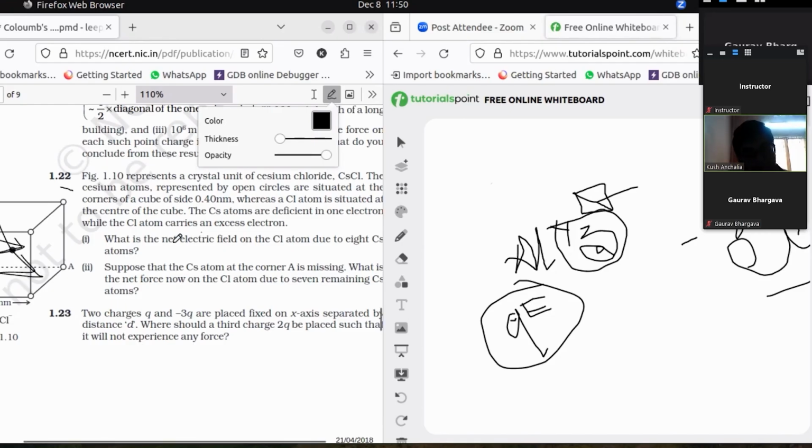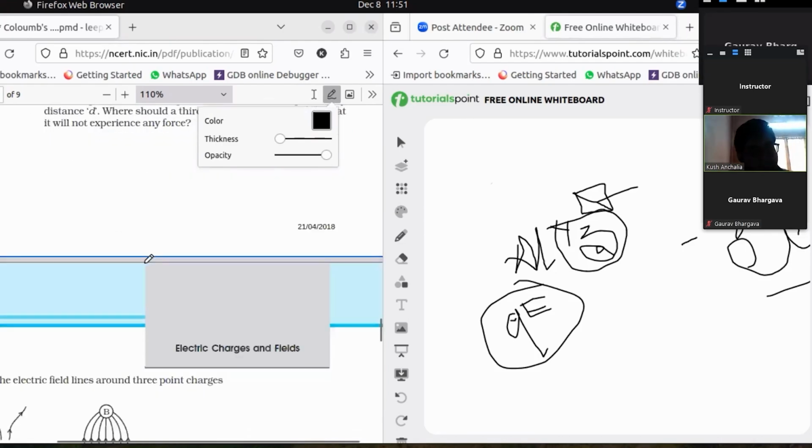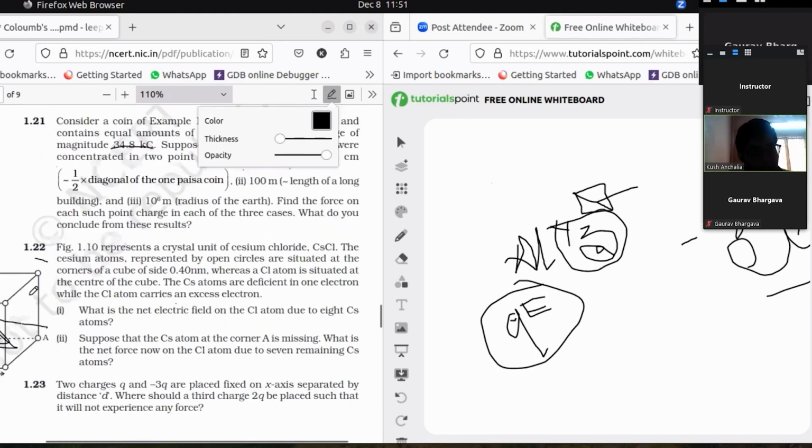Suppose the Cs atom with coordinate A is missing. Okay, this one is missing. So along this line, the force won't be balanced. So there will be a net force. This will cancel out this one, this will cancel out by this, this will be cancelled out by that one. Got it. So it will be along this direction, and the force will be kq by r square, and q is 1 electron. Two charges q and minus q. There can also be a case with q by 8 because only 1/8 of the atom is inside. So check according to the options whether q by 8 is there or only q.